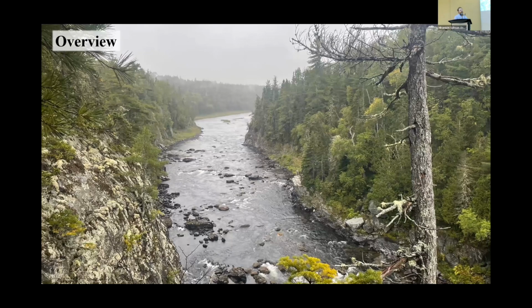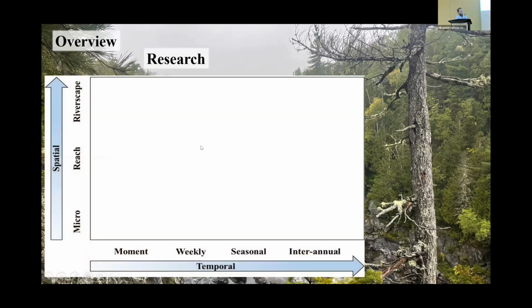All right, so I'm going to speak about thermal refuges. I'm sure everyone here is familiar with what they are, but maybe not in terms of fish bioenergetics, which is what I'll talk about today. First I'll speak about research that we've done on this topic, and then speak about it in terms of scale.